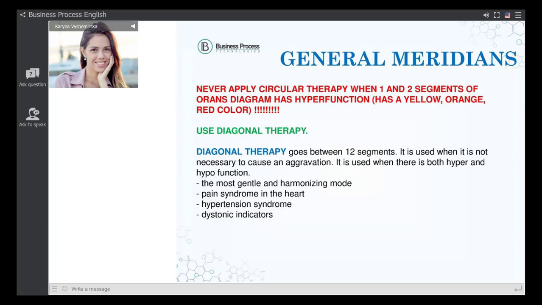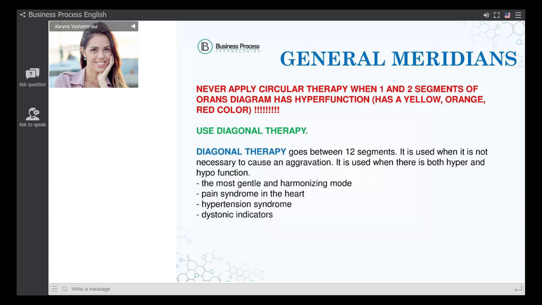If the first or the second organ of a diagram of organs is in this color, please do not use circular therapy, only diagonal therapy. Diagonal therapy goes between 12 segments. It is used when it is not necessary to cause aggravation. And in the case of the first and the second segment of a diagram, we do not need this aggravation because I think it was connected to blood circulation or to our heart. We need to check the first and the second organ.